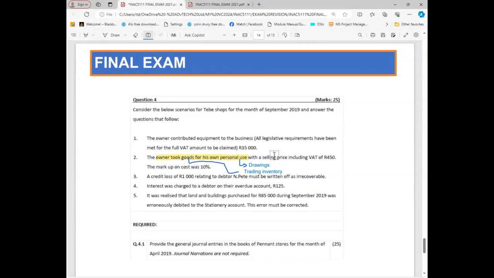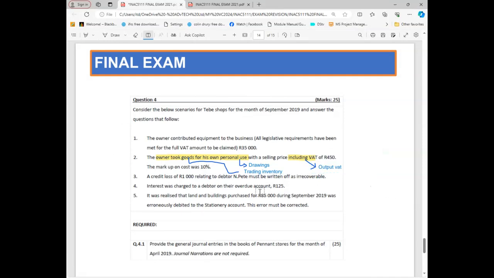If this was periodic, it was supposed to be called purchases. But again, because goods are VATable, they said VAT included here. So I'll just say this is the VAT included. What is that VAT? Because when the goods were bought, there was input VAT. Now, because the owner is taking them and we cannot sell them anymore, we're going to call it output VAT.